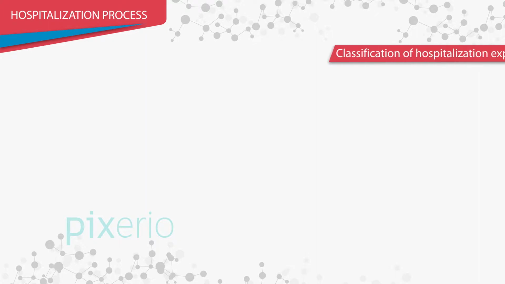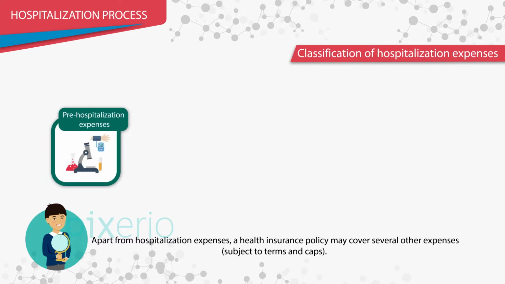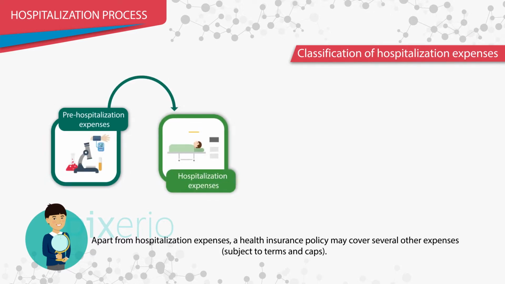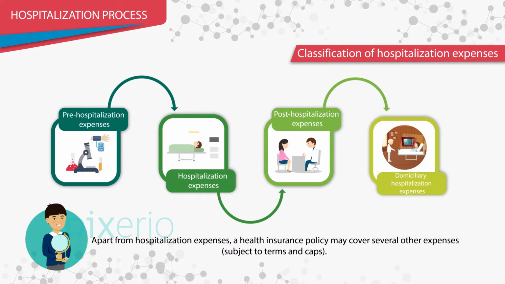Now that you are aware of the types of hospitalization, next let us look at the types of hospitalization expenses. Apart from hospitalization expenses, a health insurance policy may cover several other expenses, subject to terms and caps. Expenses associated with hospitalization can typically be classified as pre-hospitalization expenses, hospitalization expenses, post-hospitalization expenses, and domiciliary hospitalization expenses.